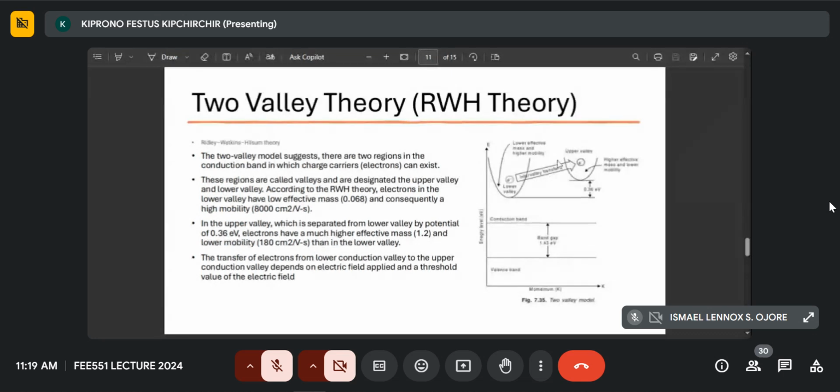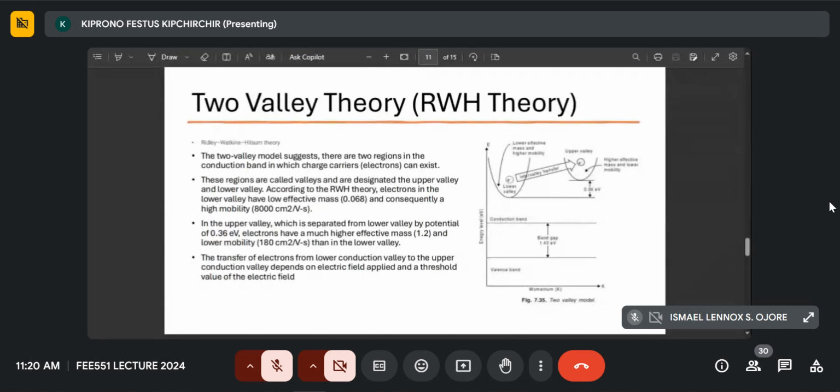The second one is the upper valley, as you can see from the diagram where my cursor is at the moment. Electrons in this valley have a higher effective mass, and with higher effective mass there is lower mobility. Since we're talking about electrons, and current is the flow of charges, in this sense the electrons, the current flow here will be much lower compared to the lower valley because of the difference in mobilities.